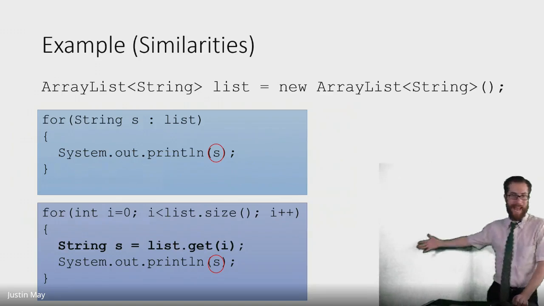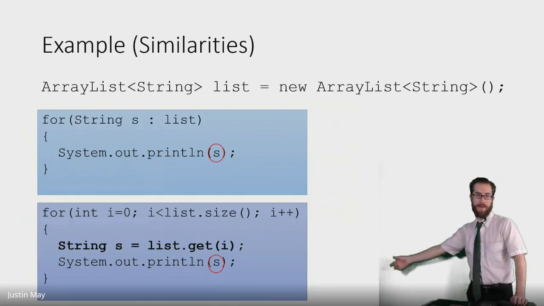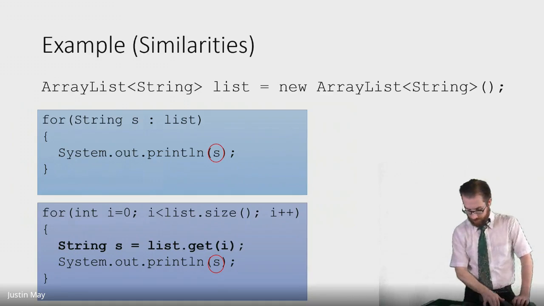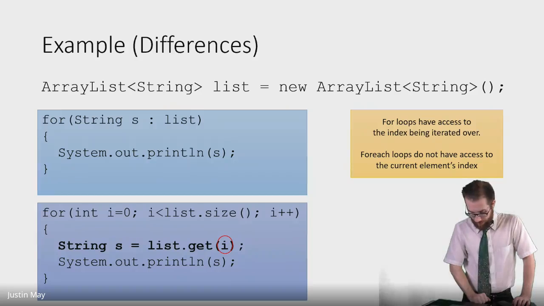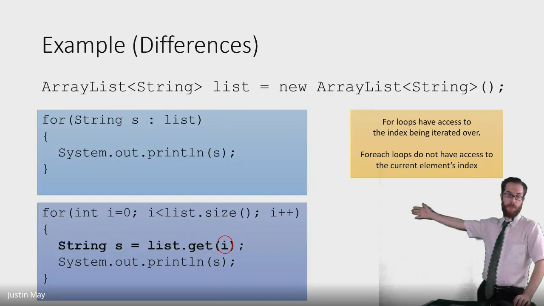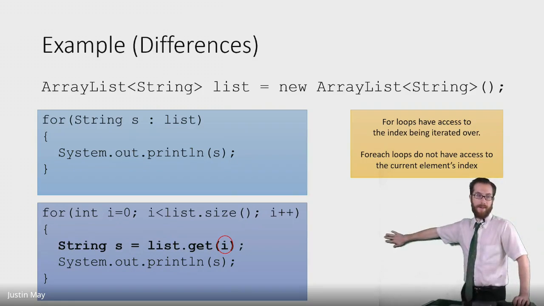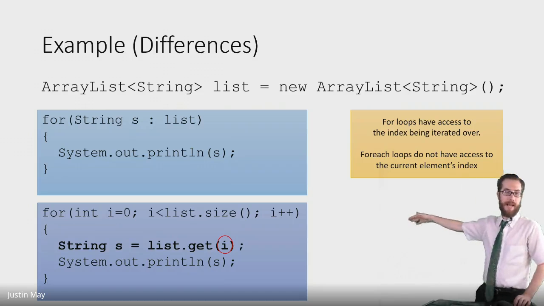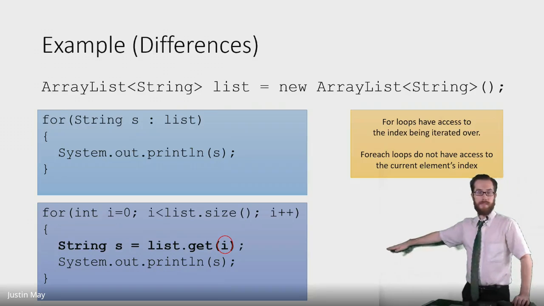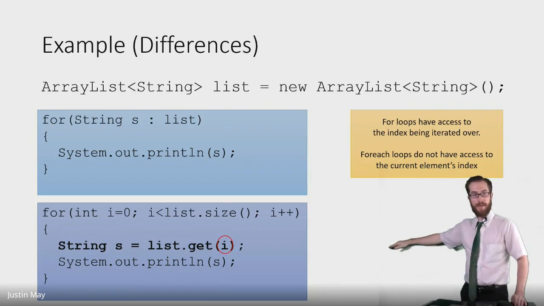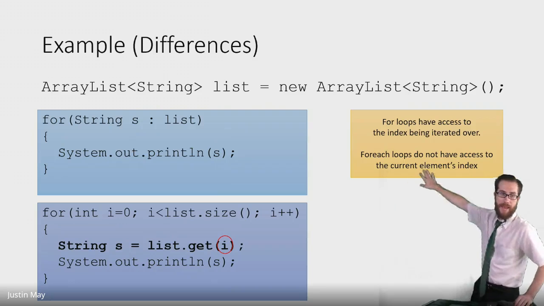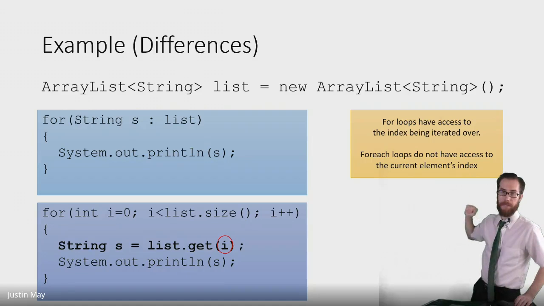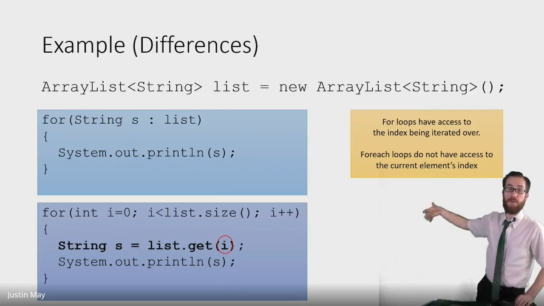We're printing s, so that's the same, right? That whole line there is the same, the body. And then this is kind of the different part. This line right here, string s is assigned list.get(i). This is explicit syntax you need in your for loop that is automatically done for you in the for each loop. This is what the for each loop does for you for free.